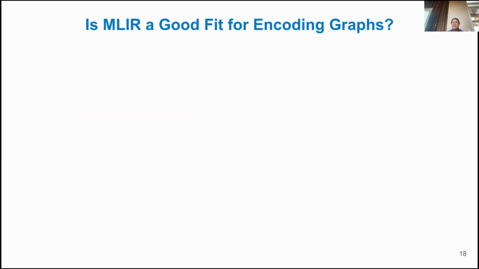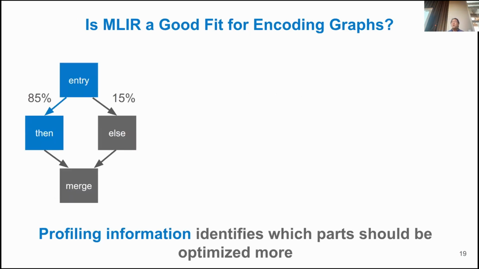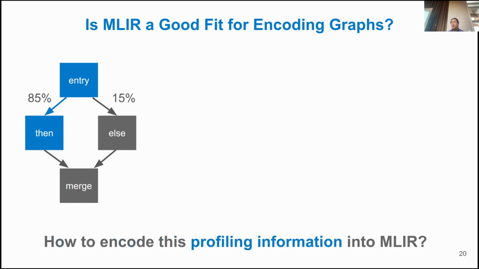So the first issue: is MLIR a good fit for encoding graphs? Well, let's see the use case in Dynamatic. Here, we want to record some profiling information to identify which parts should be optimized more than other parts. In this example, we have a control flow graph where we want to record the fact that we go to the then block from the entry block most of the time. So let's see how we can encode this particular information into MLIR.